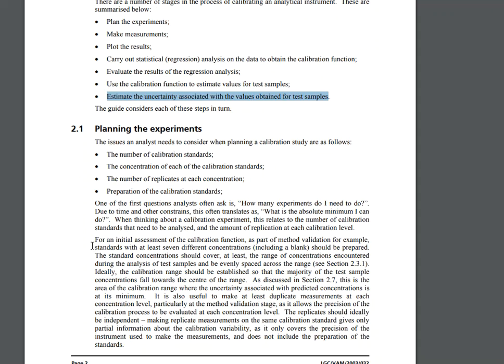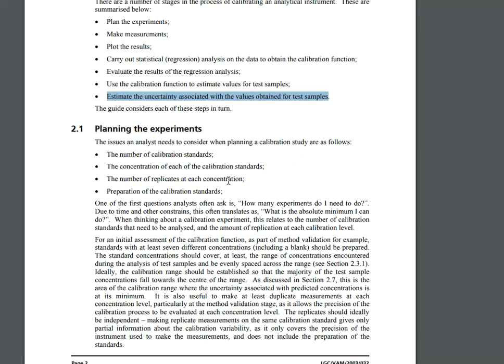And then under 2.1, it says these are the things that you need to do. You need to figure out the number of calibration standards, right? Do you use 3? Do you use 5? Do you use 7? What's the concentration of each of the calibration standards? So where should the group of them be? And you should go a little bit higher and a little bit below or after that.